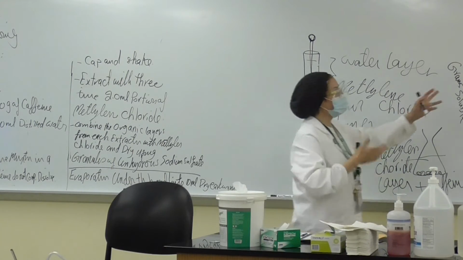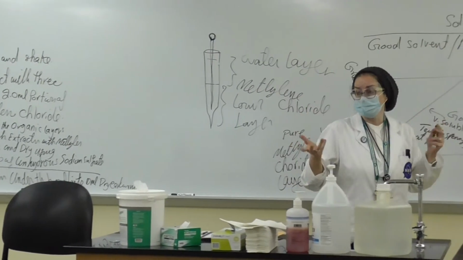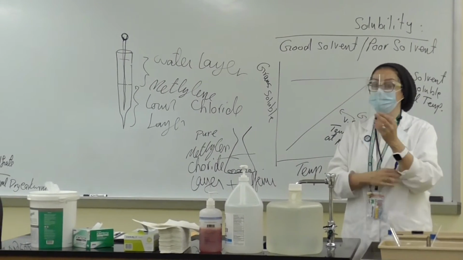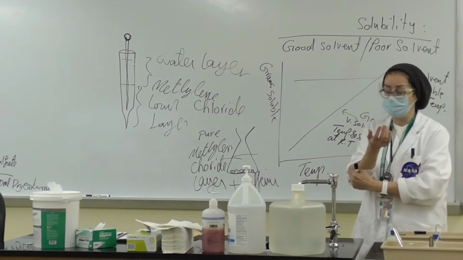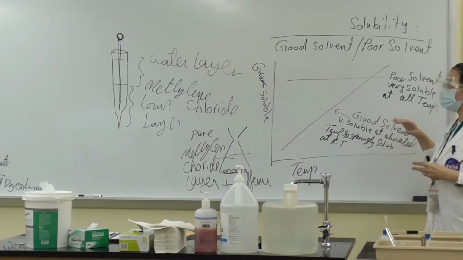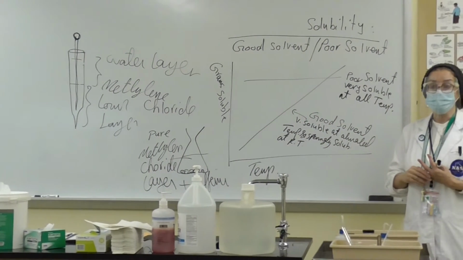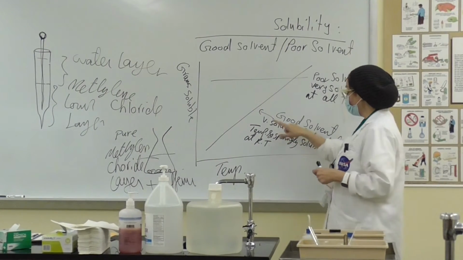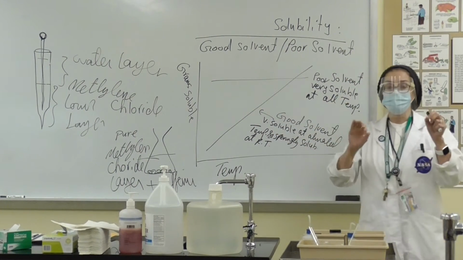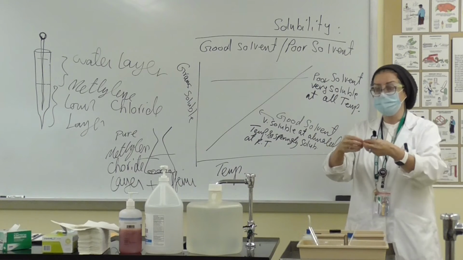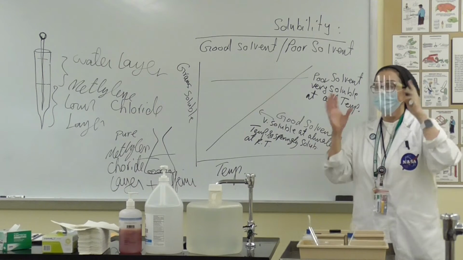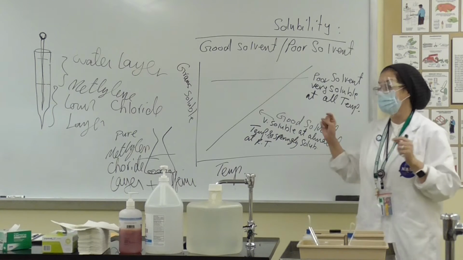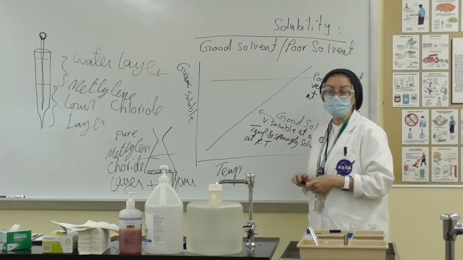Now, based on the solubility, a good solvent, and this is recrystallization. Sometime we are going to go into recrystallization. We usually look for the good solvent. The good solvent is going to be very soluble for the chemicals when it is hot, but only slightly soluble when it is at a low temperature.